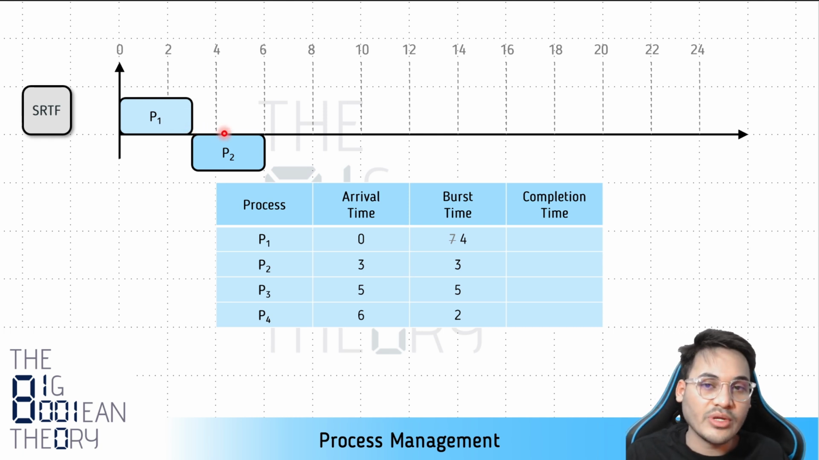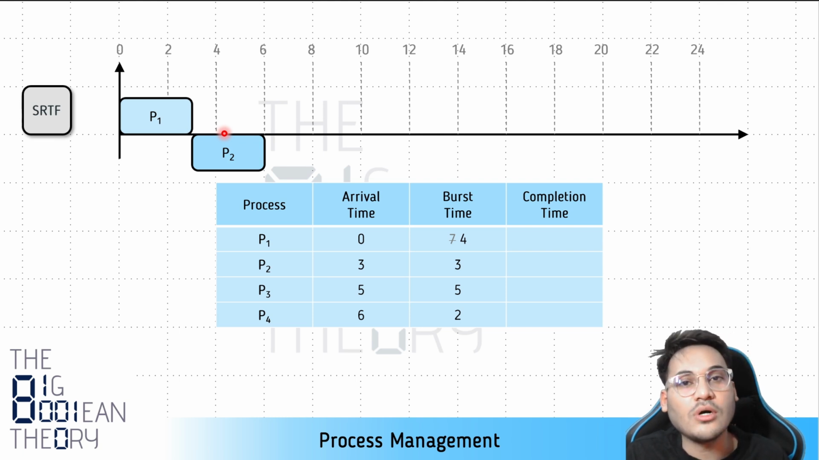So there is no change to be made. But when process P2 arrives, there are two processes in the system, and the scheduler has to again make a decision, right? Because it could be the case that P2 is a better candidate than P1, and then P1 will be preempted. So let's see which is the better candidate, P1 or P2.